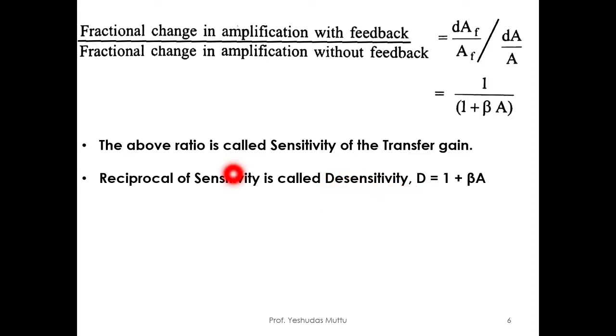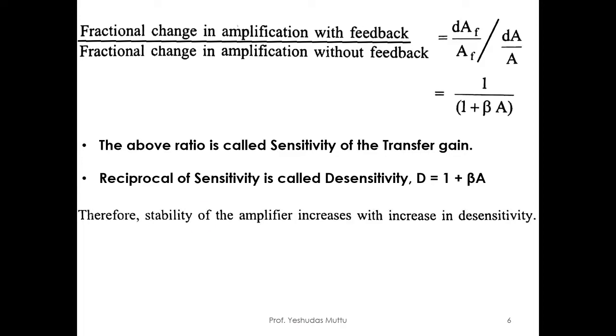So the reciprocal of sensitivity is nothing but desensitivity, which is given as D is equal to 1 plus beta A. Over here the sensitivity is 1 upon 1 plus beta A, so the reciprocal of that is 1 plus beta A. So this clearly tells me that if the D factor is more, then your amplifier will be more stable. The stability of the amplifier increases with increase in desensitivity. Let us move ahead.